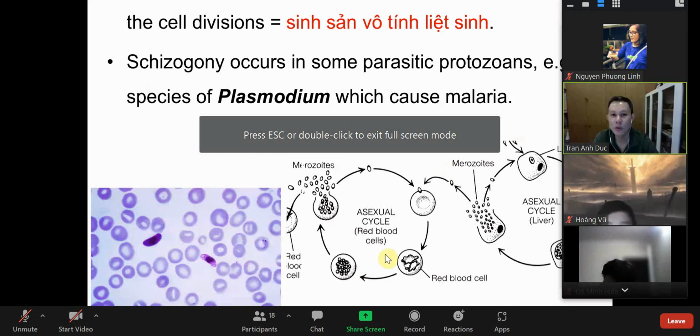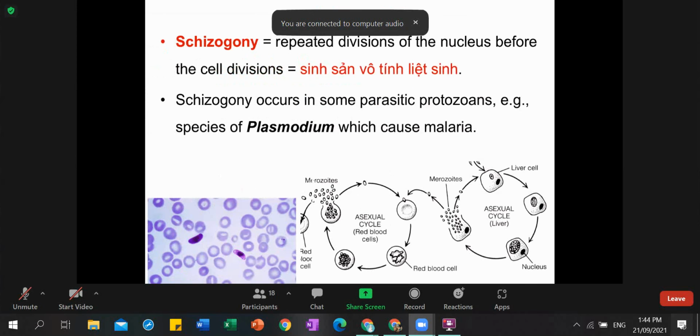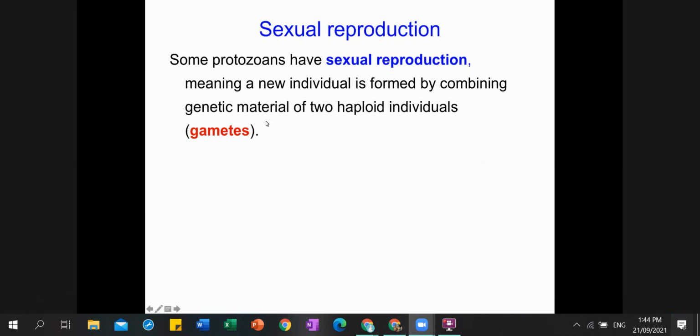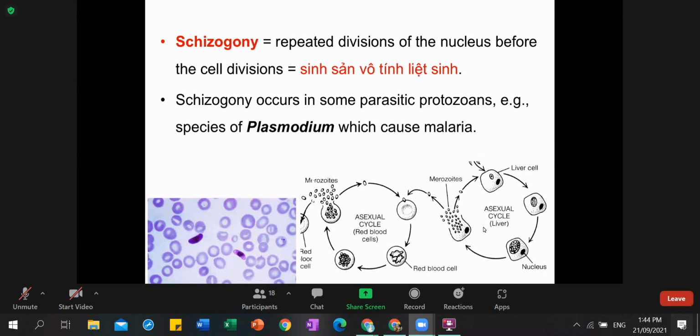Right? So they go through the multiple fission, right? First, the malaria parasite. Sorry, yeah, right. They attack the liver.